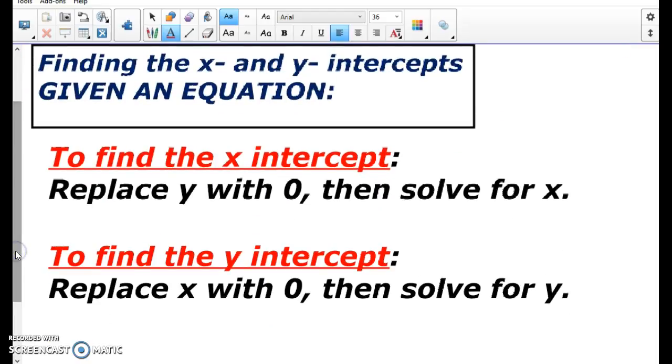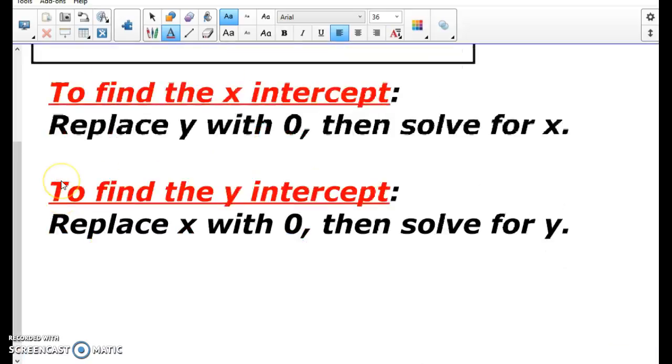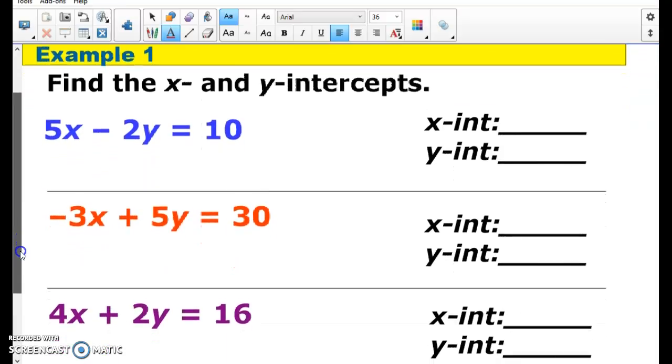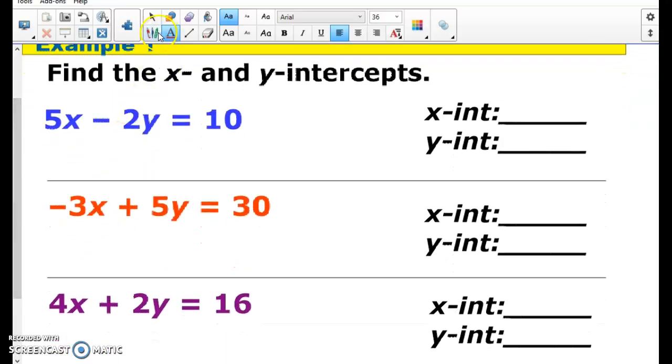So here's some more information on how to find those intercepts, and this is with an equation. So to find the x-intercept, replace the y with 0 and then solve for x. To find the y-intercept, replace the x with 0 and solve for y. Okay, so it doesn't matter which one we try to solve first. Let's rewrite this. Let's pretend that we're going for the x-intercept first.